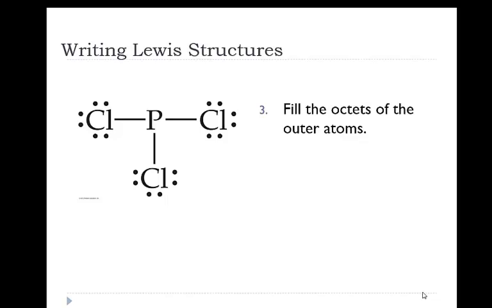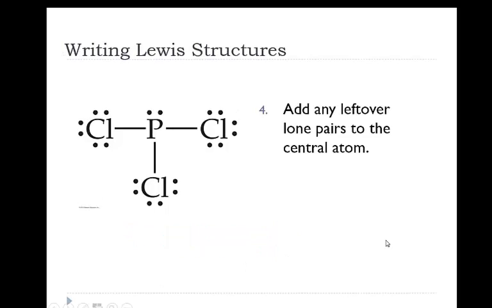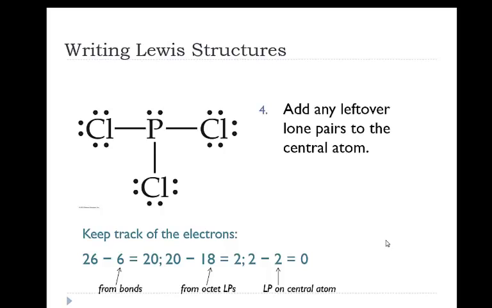The next step is to fill the octets of the outer atoms. We have 3 chlorine atoms, and each one is going to have an octet, adding 3 lone pairs to each. Keeping track of the electrons, we've used 6 electrons from the bonds and 18 electrons from the lone pairs, and now there are 2 remaining. The next step is to add any leftover lone pairs to the central atom. We have 2 electrons left over, which is 1 lone pair. We add it to the central atom, and we have used all of our 26 electrons.